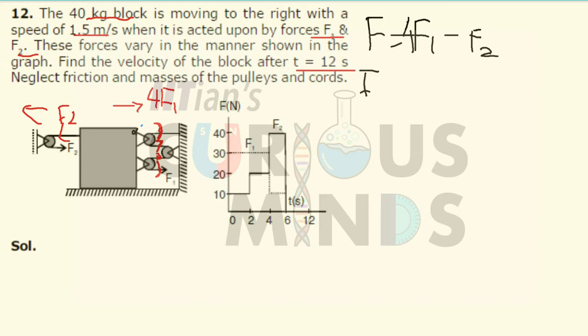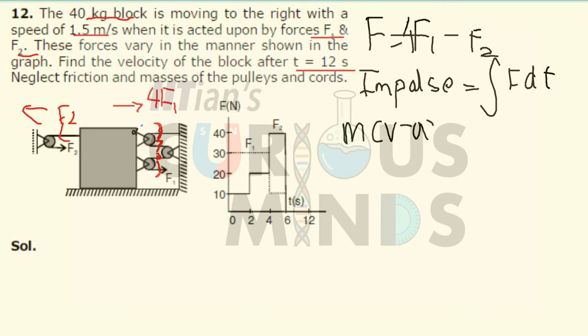Let us calculate the impulse over here. The impulse will be given as the integration of F dt. Now why am I calculating impulse? If I write down the formula of impulse, it will be equal to m(v minus u). I know the mass, I know the initial velocity, I have to calculate the final velocity. I can say that it is 4 times the integration of F1 dt minus the integration of F2 dt.